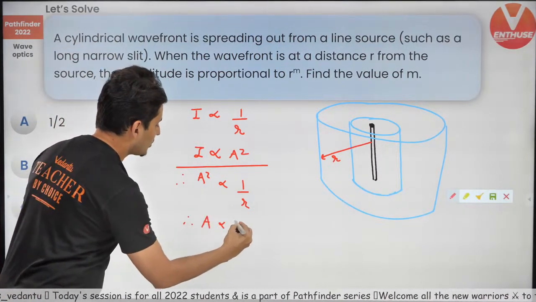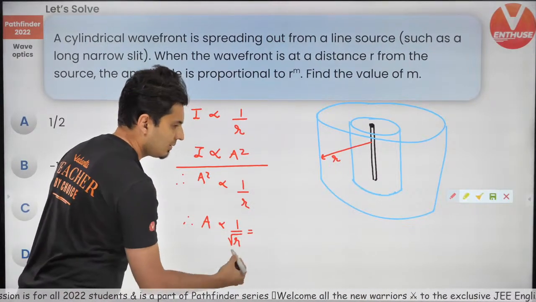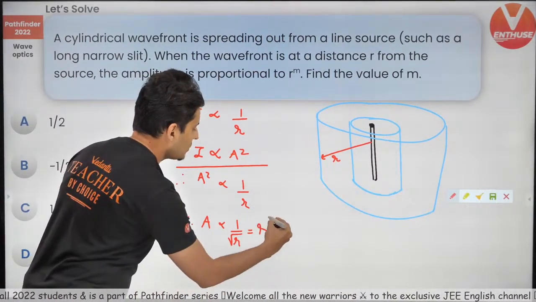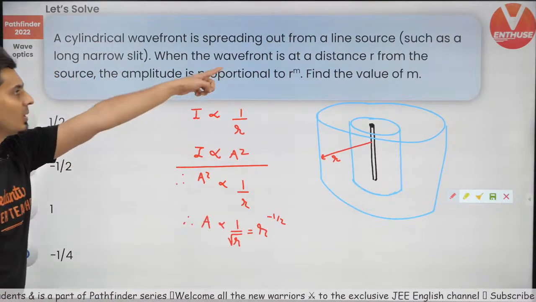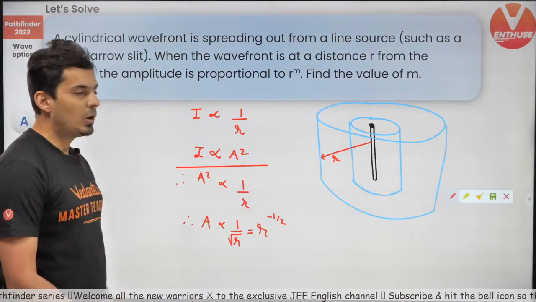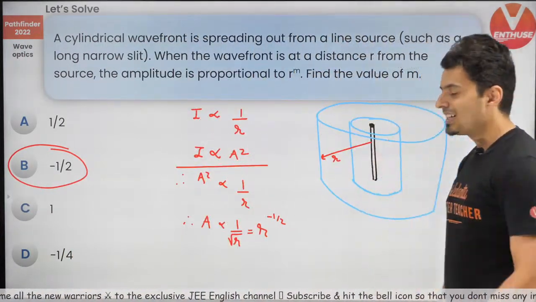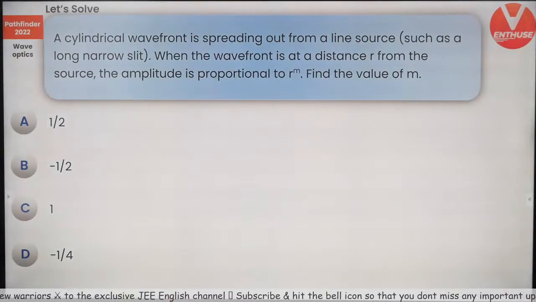So amplitude is proportional to 1 by root r, which is nothing but r raised to minus half. So what is that power m that we are talking about? It is nothing but option B, which is minus half. Correcto. I hope that is clear. Let's move on to the next question.